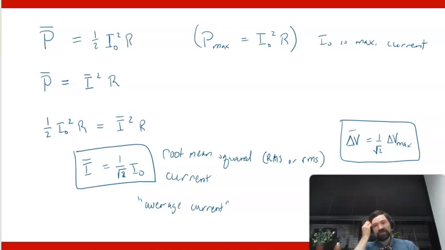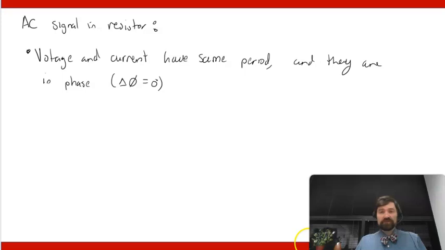Essentially, your signals are in phase with each other. So let's write these down. So the voltage and current have the same period and they're in phase. That just means that delta phi is 0 degrees or 0 pi. That means that peaks and troughs line up with each other.